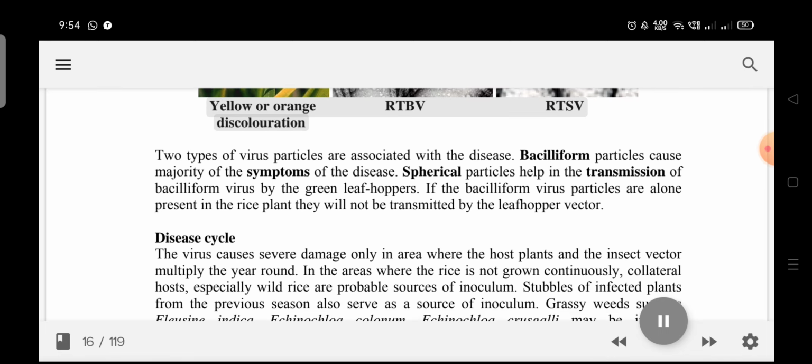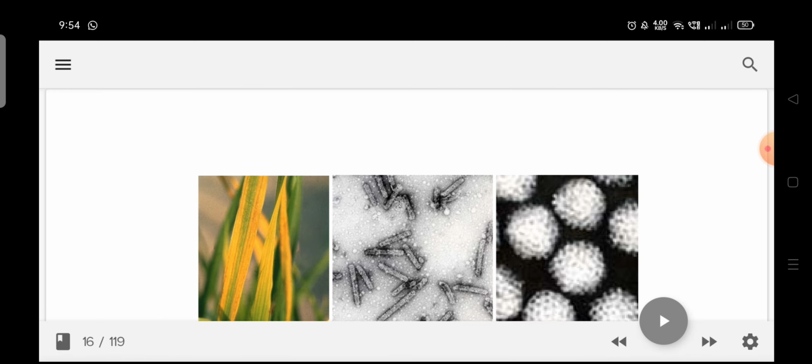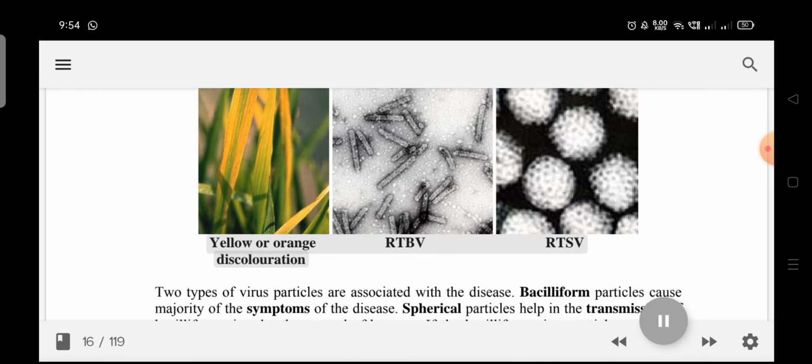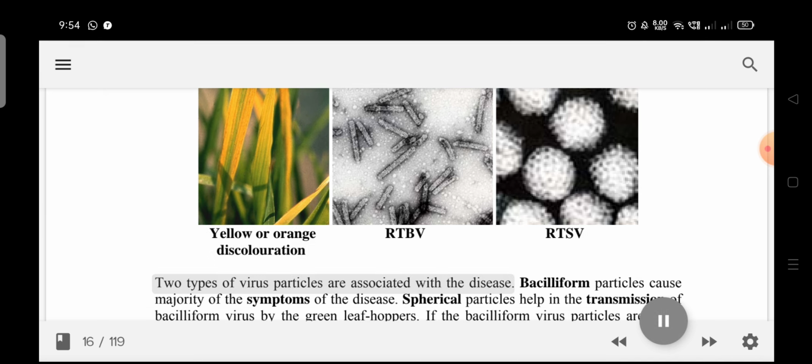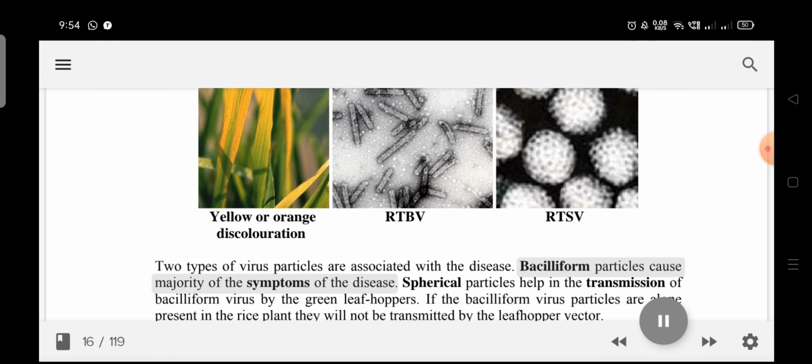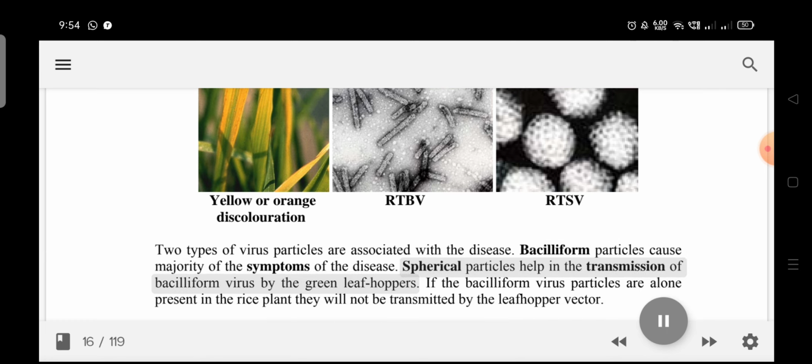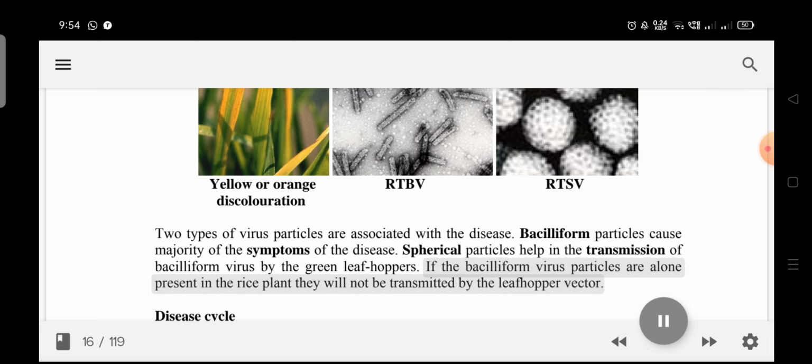Yellow or orange discoloration. 2 types of virus particles are associated with the disease. Bacilliform particles cause the majority of the symptoms of the disease. Spherical particles help in the transmission of the bacilliform virus by the green leafhoppers. If the bacilliform virus particles are alone present in the rice plant, they will not be transmitted by the leafhopper vector.